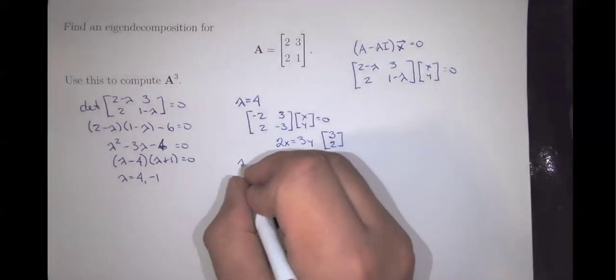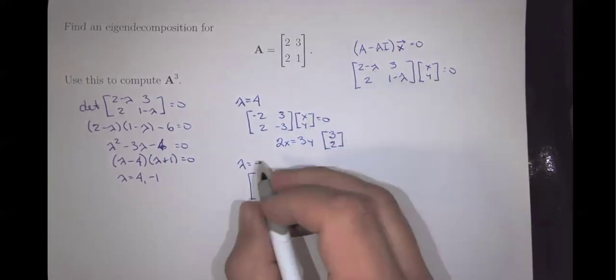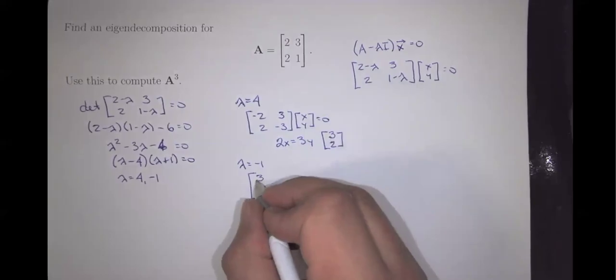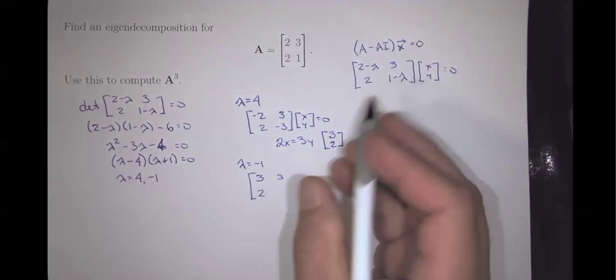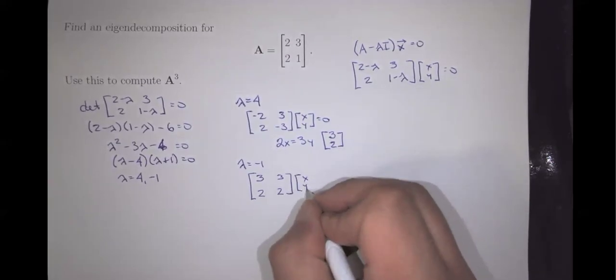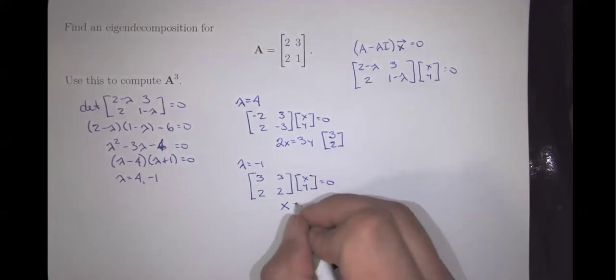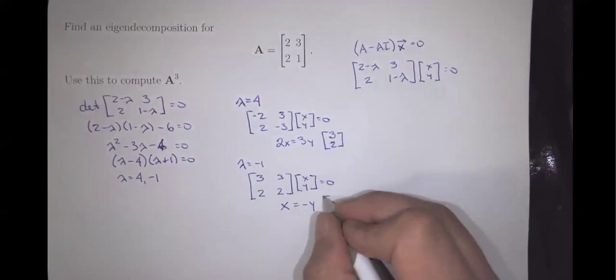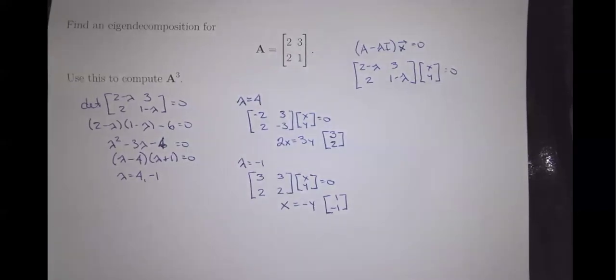Now we have lambda equals negative 1, and so we get 2 minus 1 is 3, then 3, then 2, and then 1 minus 1 is 2. And so here we've got x equals negative y, which gives us the eigenvector x equals 1 when y equals negative 1. Great.